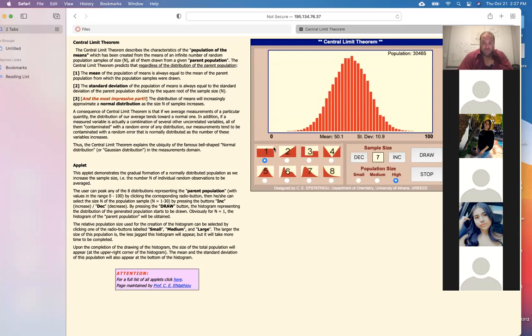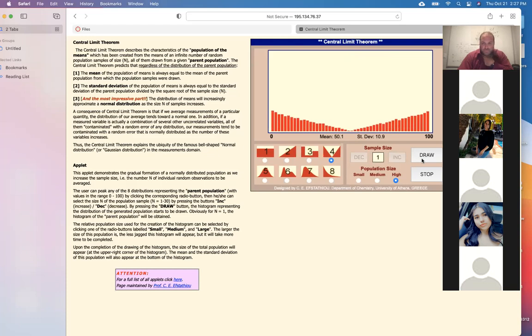Even though it started very differently, it started very, very uniform. As the sample size increases, it becomes very bell curve-ish. Which of these 8 would you say is the least bell curve-ish of all? Four? 4, okay, 4 is like the opposite of a bell curve. It's all on the sides and nothing's in the middle. Right? Very un-bell curve-ish, right?